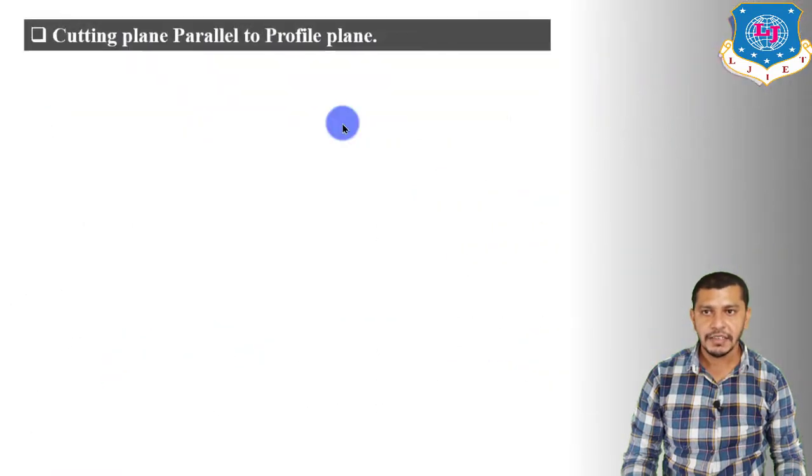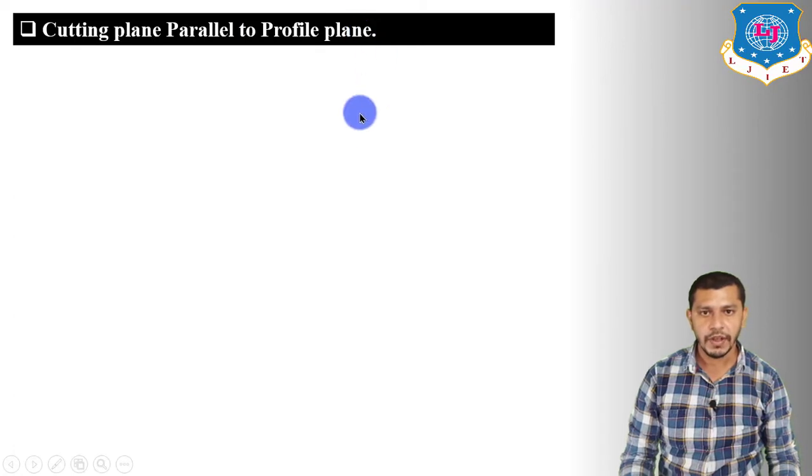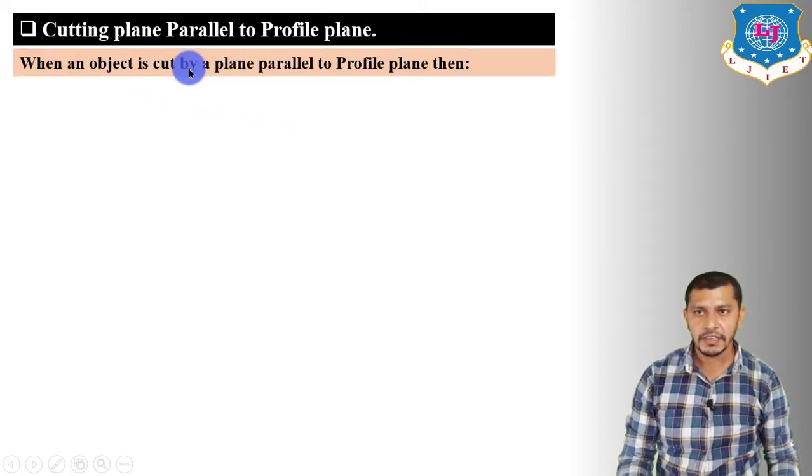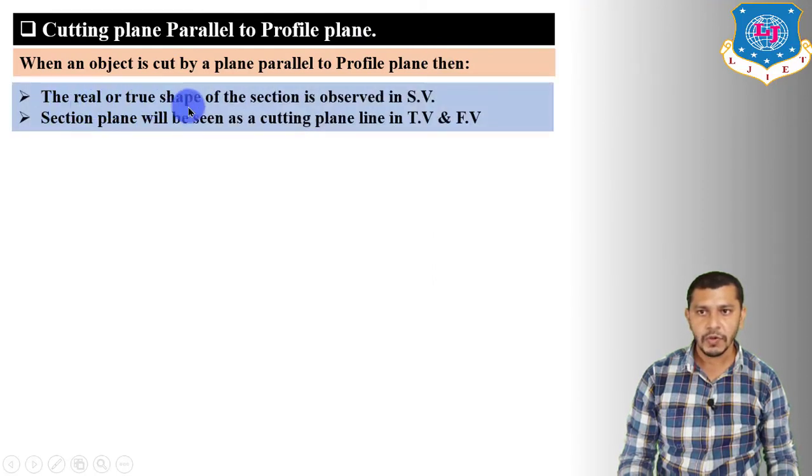Now next and last is cutting plane parallel to profile plane. So when an object is cut by a plane parallel to profile plane, then the real or true shape of the section is observed in the side view, and the section plane will be seen as a cutting plane line in the top view and the front view.